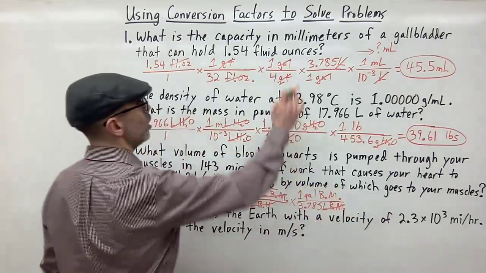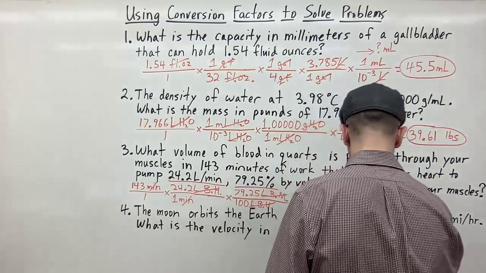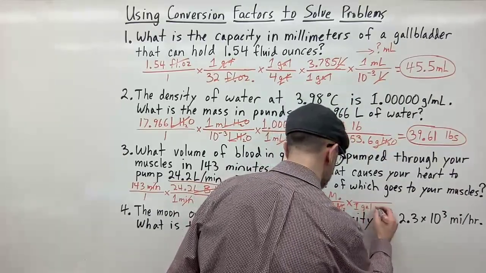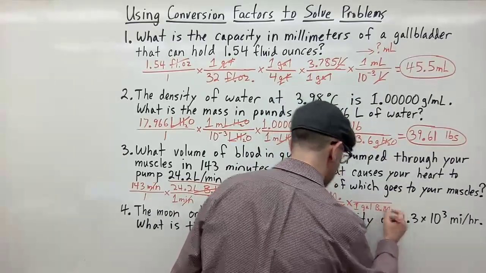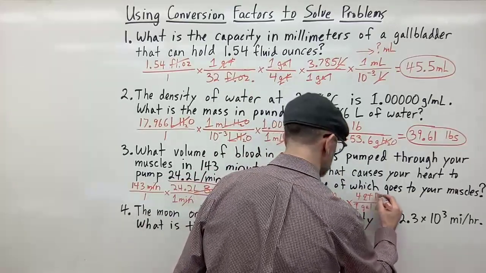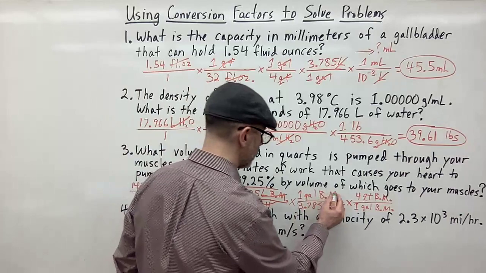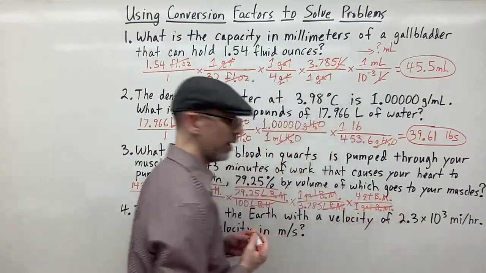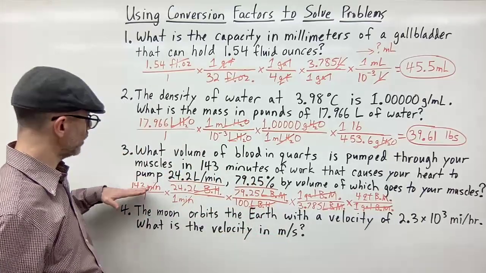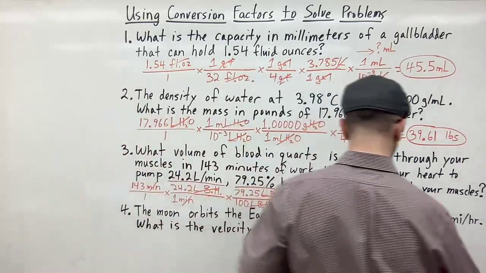Now I can use 1 gallon is equal to 4 quarts to convert to quarts. So 1 gallon of blood to the muscles on the bottom and 4 quarts of blood to the muscles on top. So gallons of blood to the muscles cancels out. Now I have quarts. Now I'm done. Quarts is what I want. So now all I need to do is multiply across the top, divide by the bottom to get my answer.